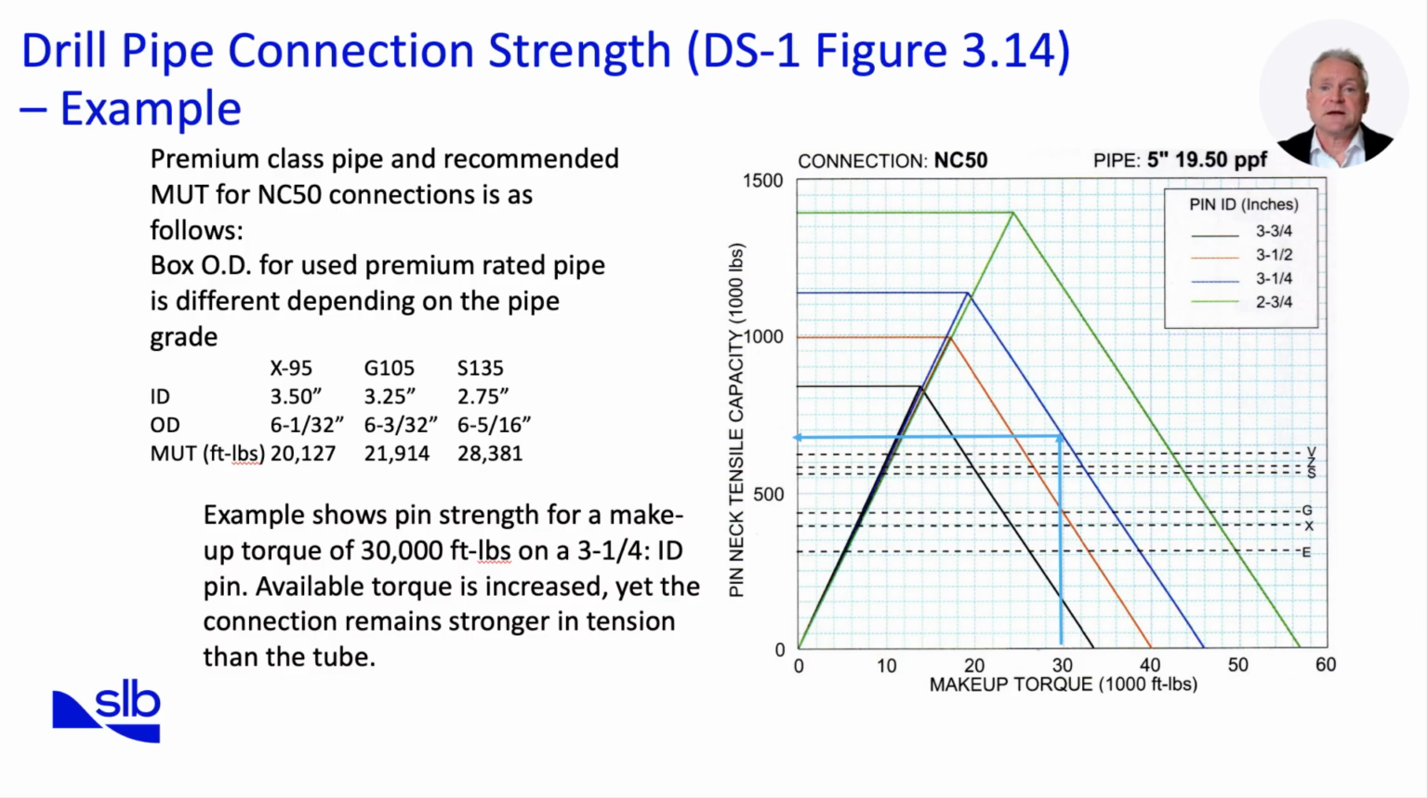For S135 5-inch drill pipe, the tube's axial capacity at zero torsion is about 660 kips. That's the level represented by the relevant dotted line. At 30,000 foot-pounds and 3.25-inch pin ID, the intersection typically plots above that dotted level. Therefore, the connection remains stronger in tension than the tube at this makeup torque. The takeaway, the horizontal dotted lines equal tube body yield. Use them as a quick go, no-go check after you've read the connection capacity off the curve at your actual makeup torque. If your operating point is above the dotted line, tube governs. If below, connection governs.